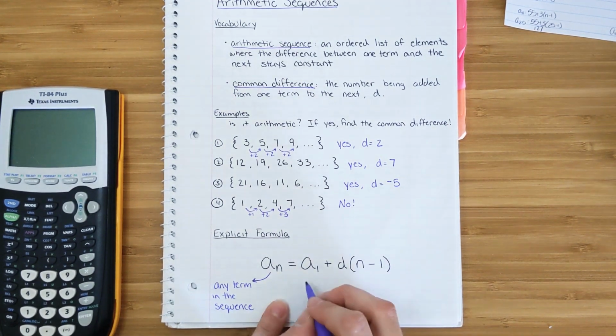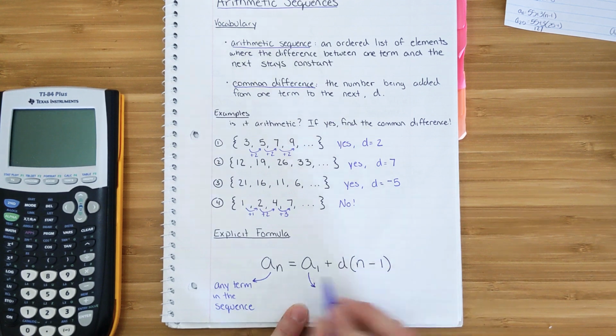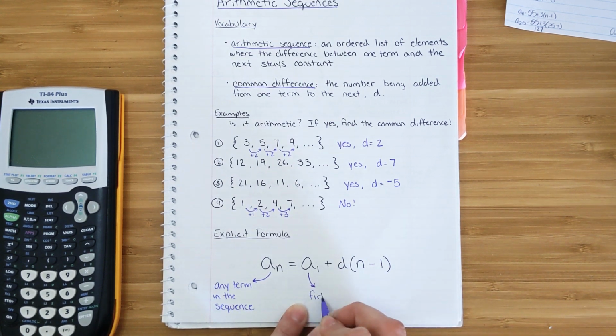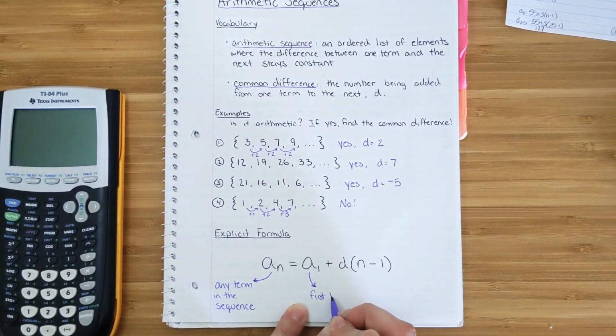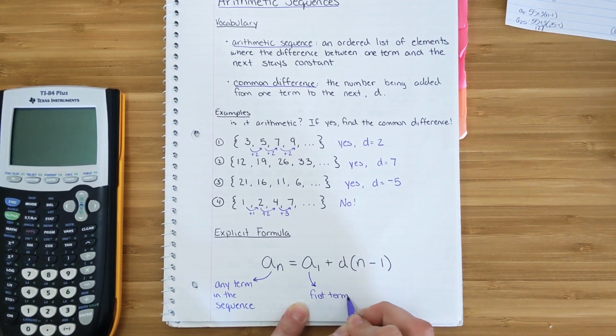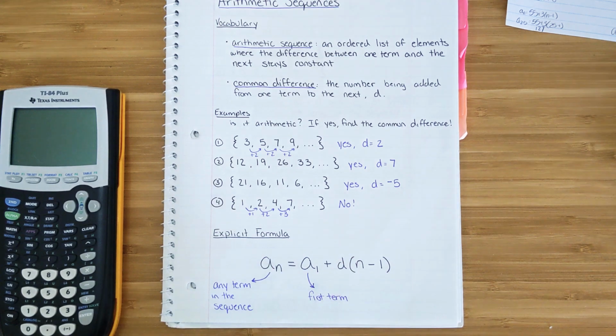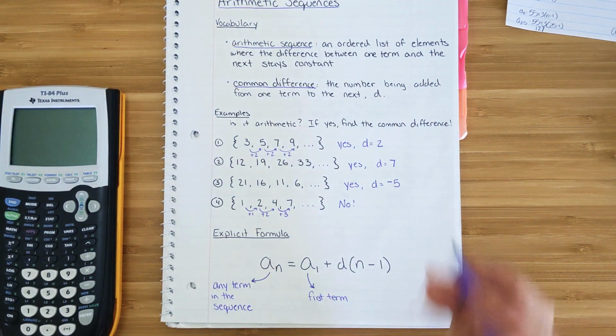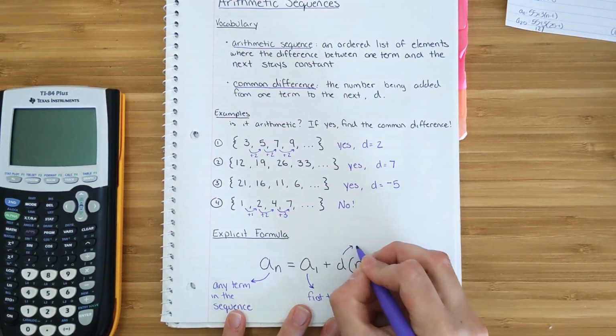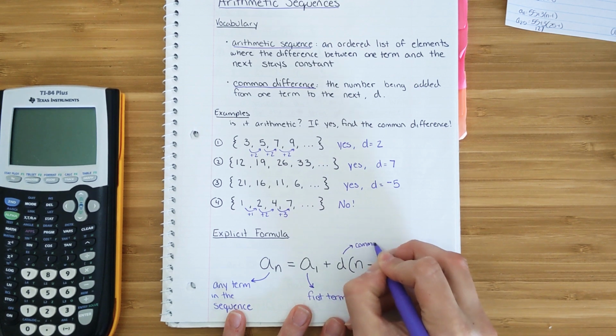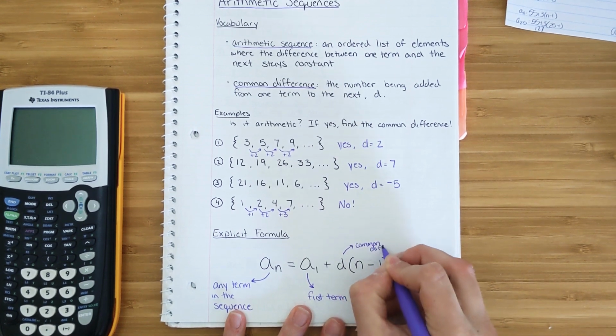Okay, this one is already filled in, and you know from our last lesson that this is the first term in the sequence, so finding a sub 1 and then the number that's in that first spot would fill in that space. D, we just learned, is the common difference. So what are you adding every single time?